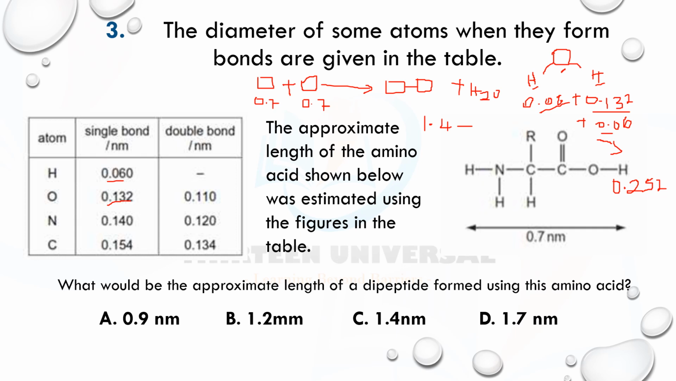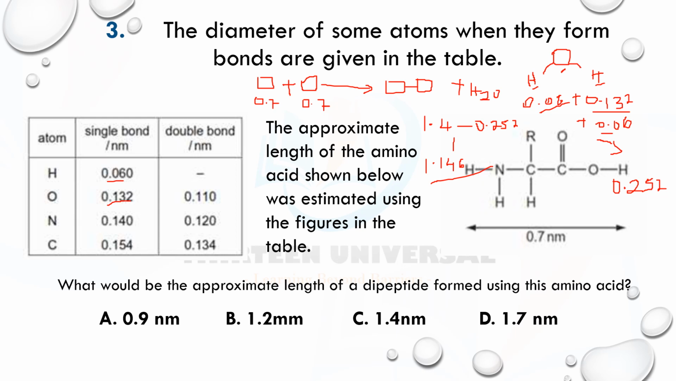And then you now minus it from 1.4. So 1.4 minus 0.252. So what did you get? I think I'm going to get 1.146 thereabout. Okay, 1.146. So this is the answer.